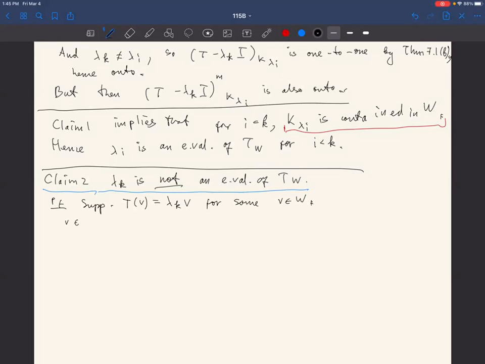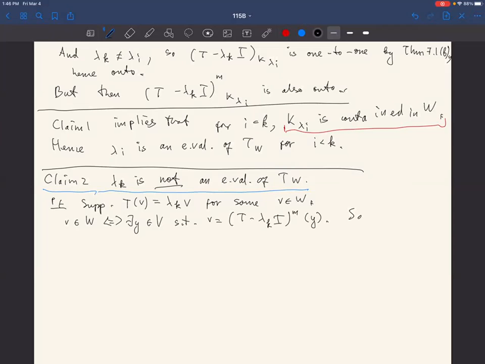But then we have that V is in W. By definition of W, this happens if and only if there exists Y in V such that V is equal to (T minus lambda k I) to the power M applied to Y. Because W is simply the range of the whole space with respect to this operator, there must exist some Y like this.